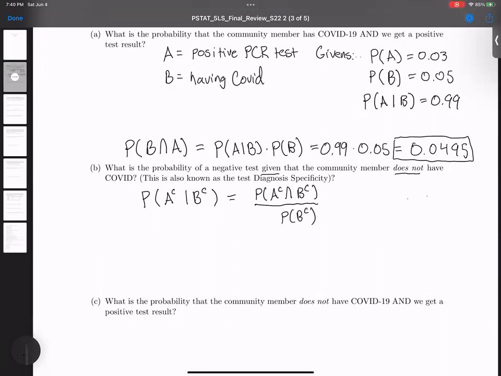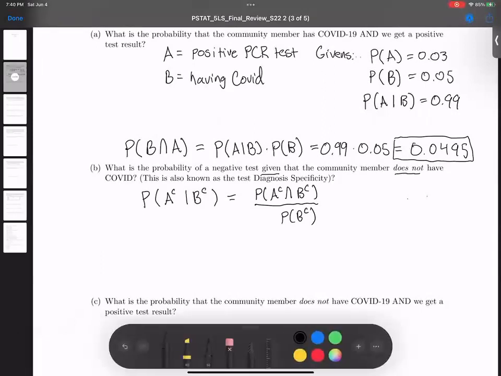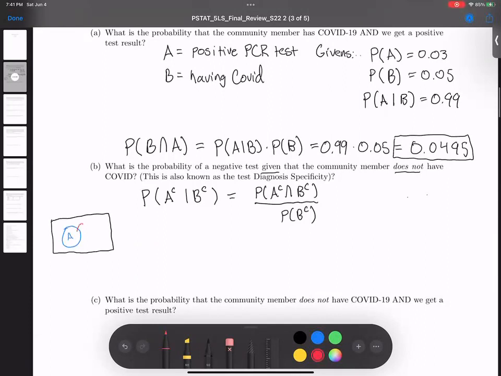Now, the probability of B complement is pretty easy. That's just 1 minus the probability of B. But this top part, the probability of A complement and B complement, what is that? Let's draw ourselves a picture to see what this could be. I'm going to draw this box for our probability space, and let's say we have one event, A, and then some other event, B.